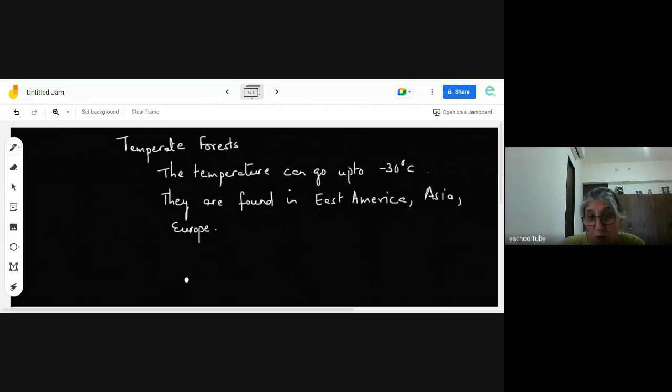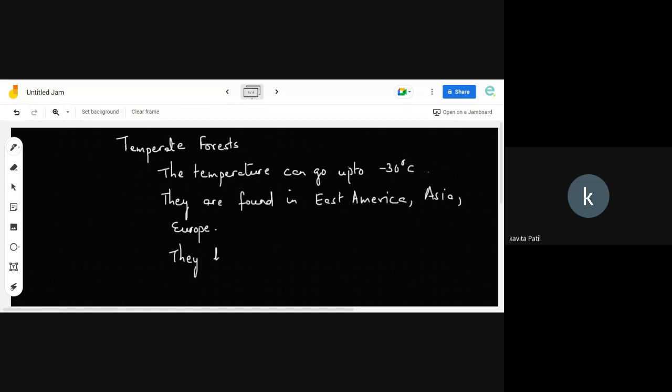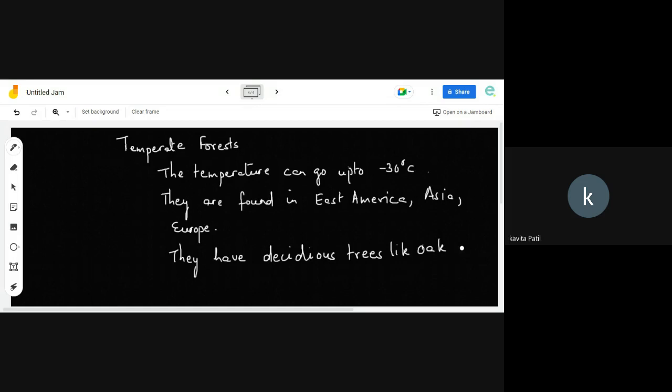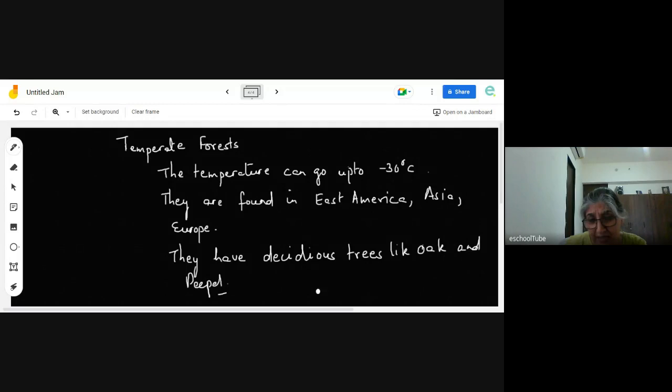What kind of trees does it have? They have deciduous trees, like oak. Those trees are called deciduous. Deciduous means... What happens? The deciduous trees shed their leaves once a year. So those are rainforests and these are deciduous forests.